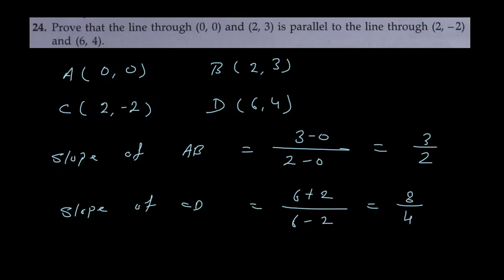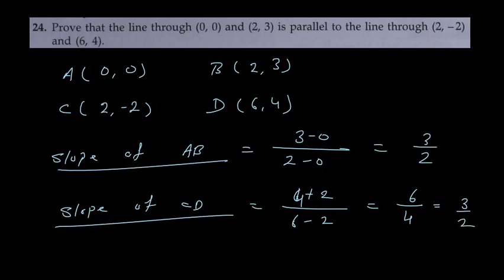Something wrong we have done. This is 4 plus 2, not 6 plus 2. So 4 plus 2 is 6, so this is 6 upon 4. Now this 6 upon 4 is nothing but 3 upon 2. So the slope of AB and the slope of CD are equal.